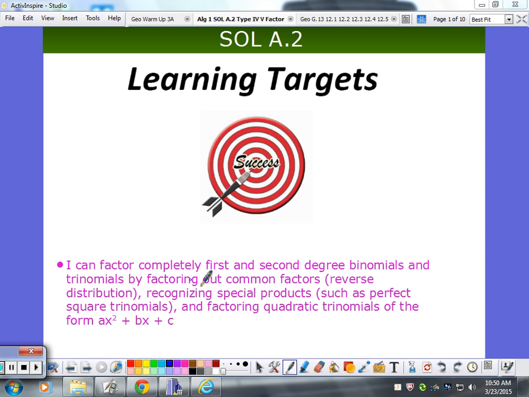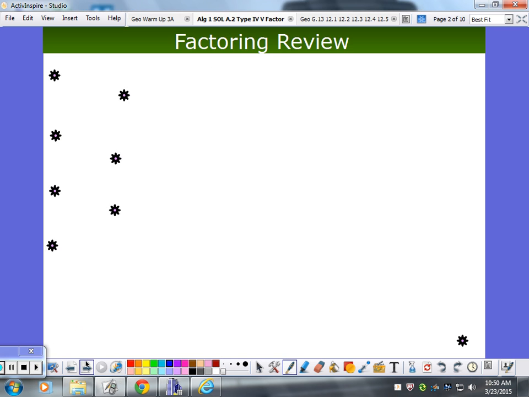Alrighty. Type 4 and 5 factoring, that's what we're doing today. But before we get there, let's review type 1. Type 1. So I want to factor this. Type 1 factoring says find the greatest common factor. How does that work?